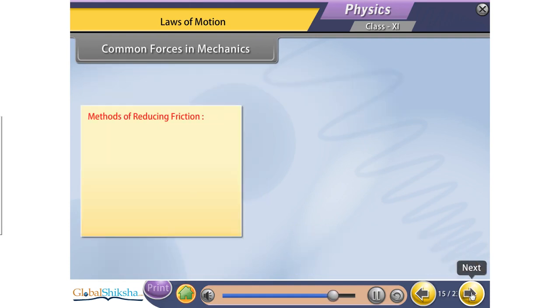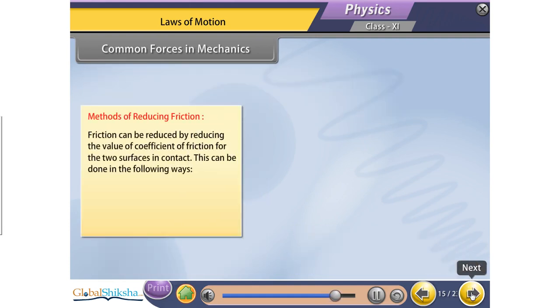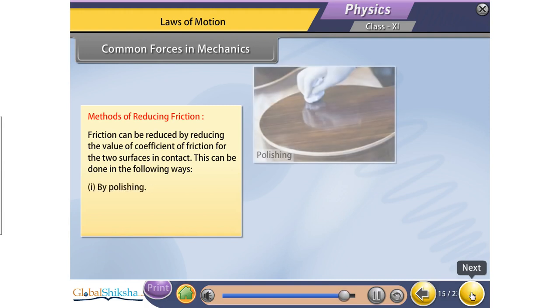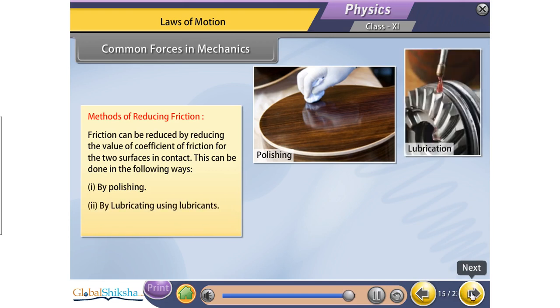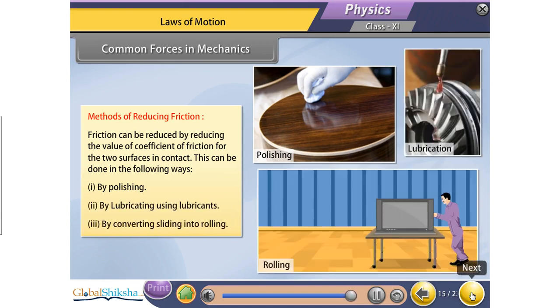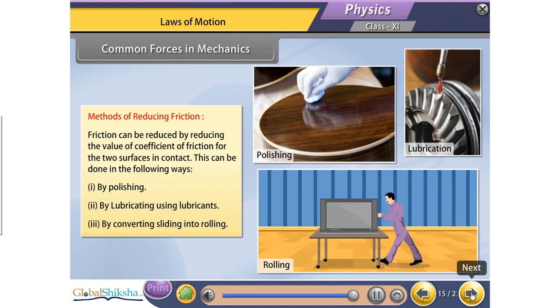Methods of reducing friction. Friction can be reduced by reducing the value of coefficient of friction for the two surfaces in contact. This can be done in the following ways. Number 1, by polishing. Number 2, by lubricating using lubricants. Number 3, by converting sliding into rolling.